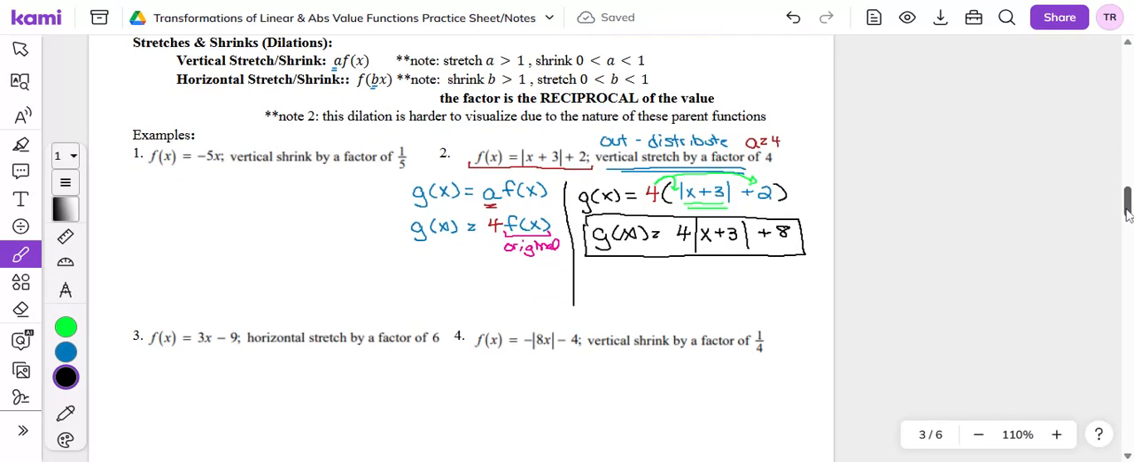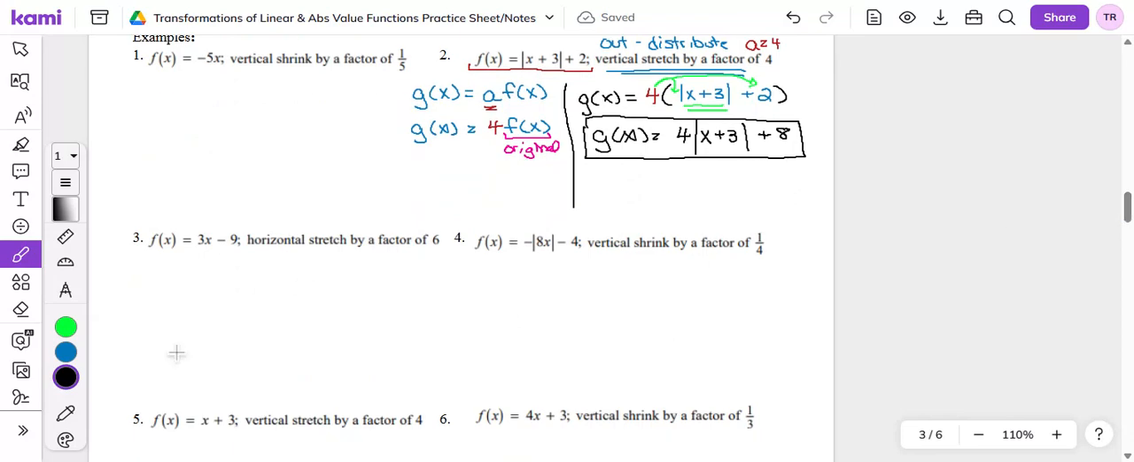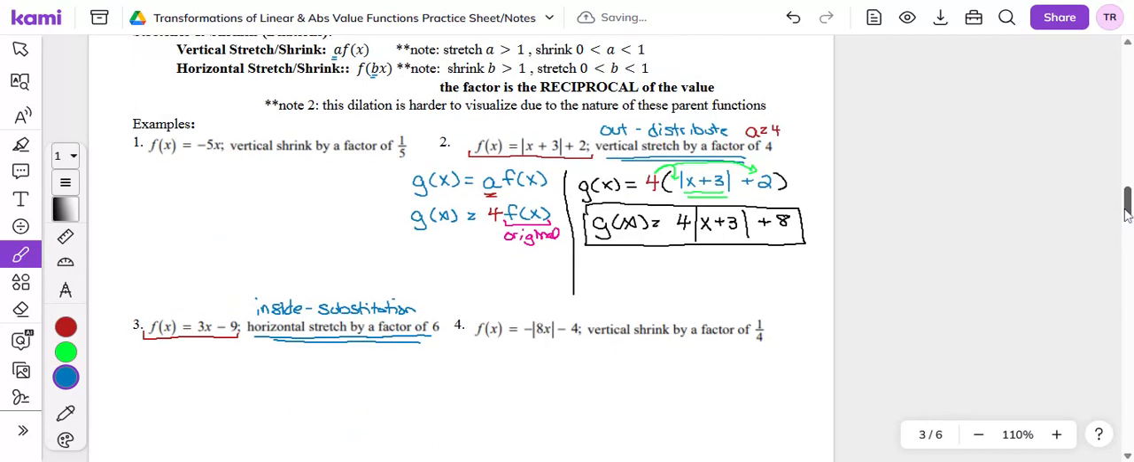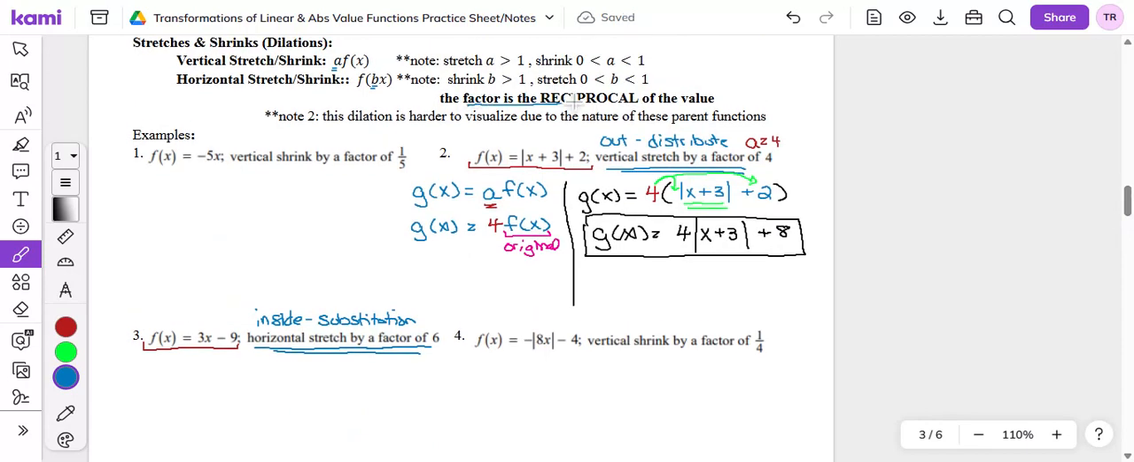Okay, and let's do one horizontal. Okay, here we go, number 3. Again, they gave me an original function. Here it is. I know that is now a horizontal stretch by a factor of 6. Okay, horizontal, inside motion, or inside change. That is going to be a substitution of the function. And I'm going to scroll back up real quick. Horizontals, the factor is the reciprocal of the value.